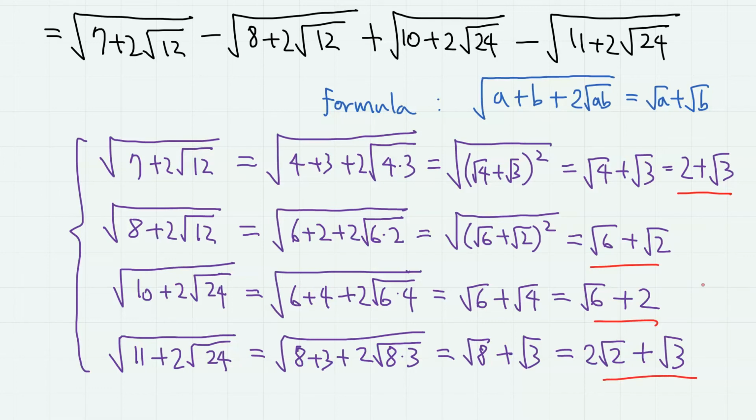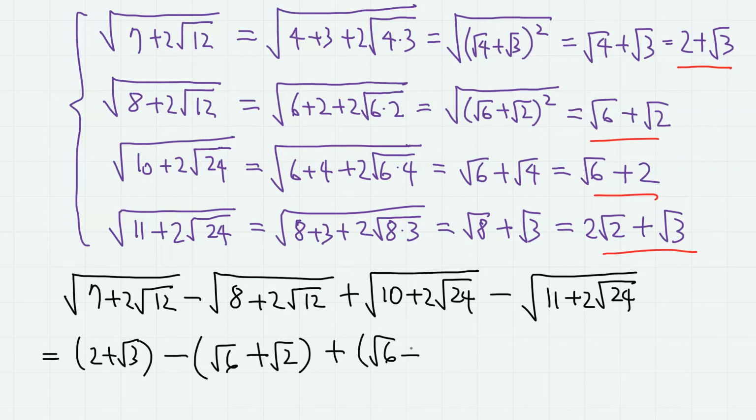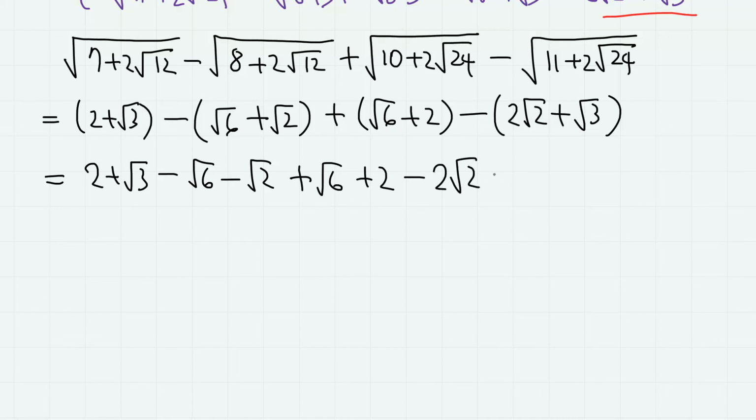Using these results, we have first 2 plus square root of 3 minus square root of 6 plus square root of 2 plus square root of 6 plus 2 minus 2 times square root of 2 plus square root of 3. So removing the parentheses, we have 2 plus square root of 3 minus square root of 6 minus square root of 2 plus square root of 6 plus 2 minus 2 times square root of 2 minus square root of 3.